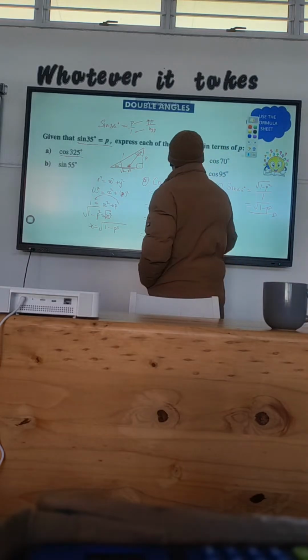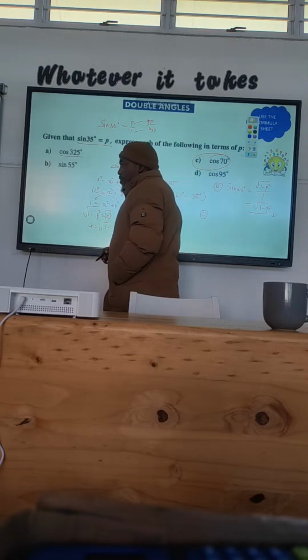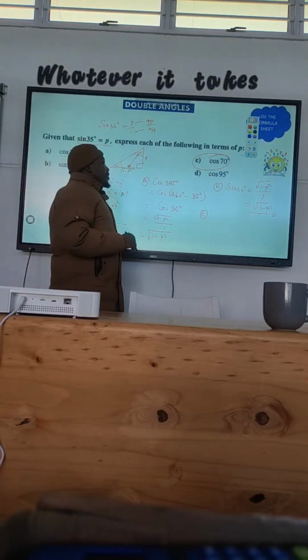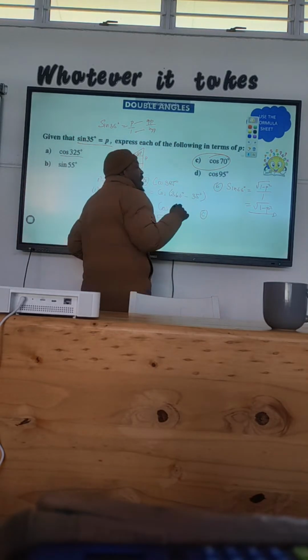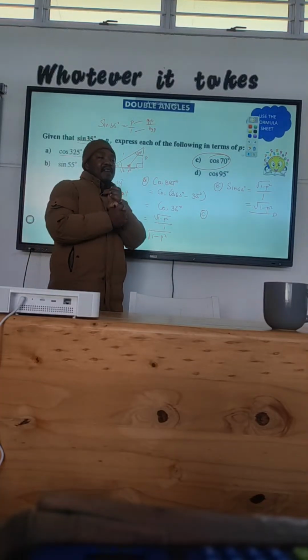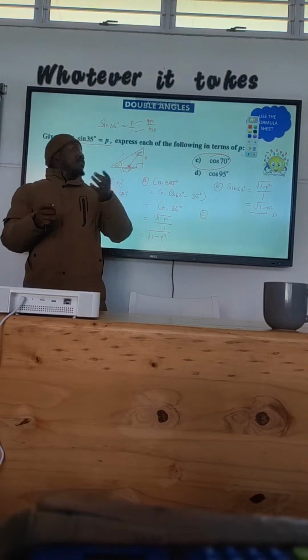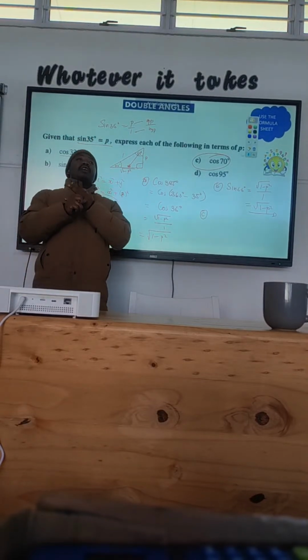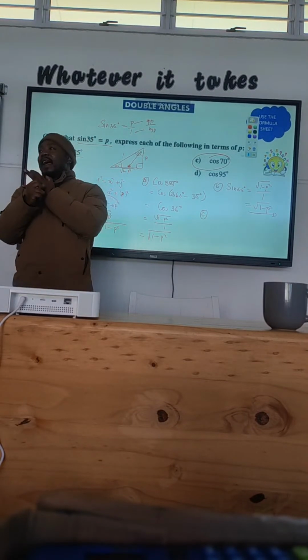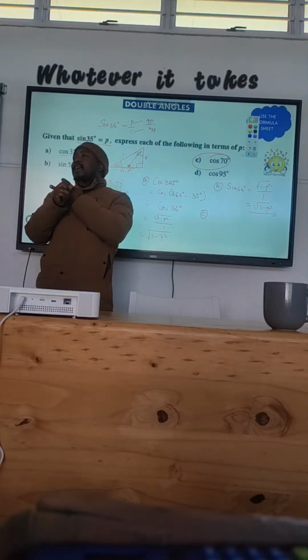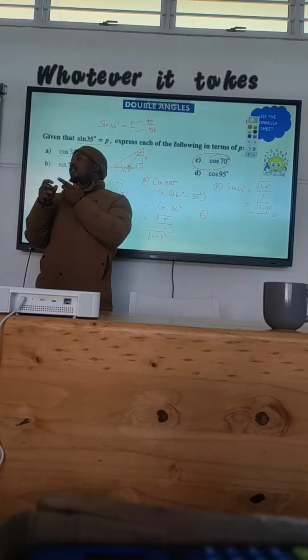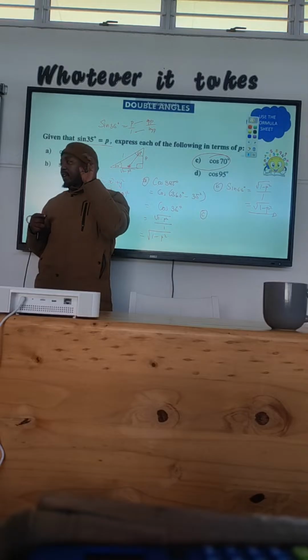Good. Now, when you look at C, remember, you are able to use 35, you are also able to use 55 because you have a triangle for it. You are able to use 90, you are able to use 30, you are able to use 60 and 45 because those are special angles, right?